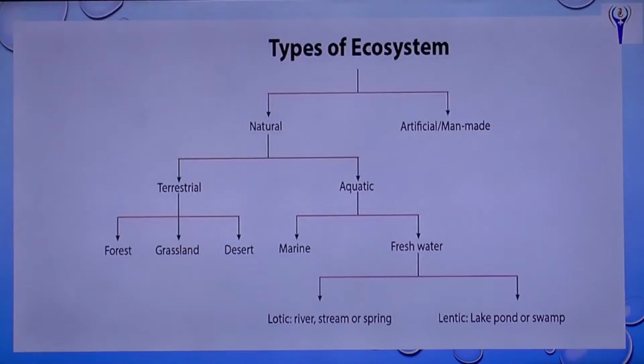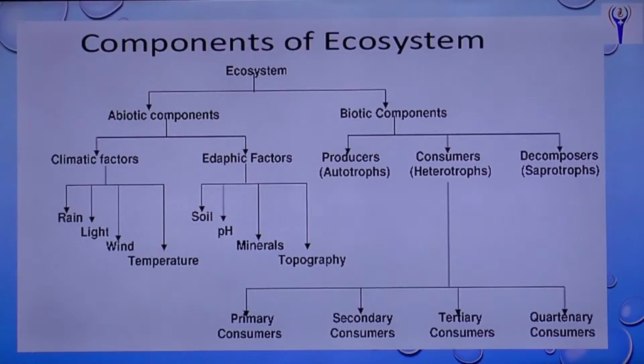Okay, we'll see what are the components of ecosystem. There are two components, that is abiotic and biotic. Abiotic includes rain, light, wind, temperature and also soil, pH, mineral, topography and all. Whereas the biotic is of three types only, that is producers, consumers and decomposers. Okay, what are producers, decomposers and consumers?